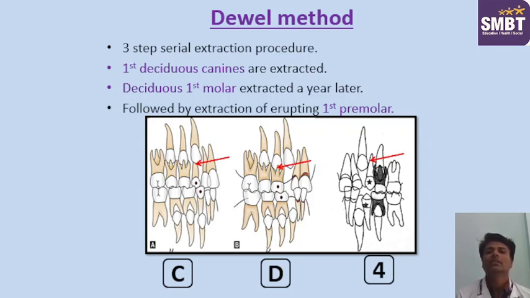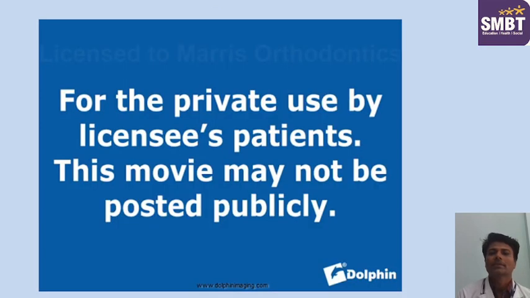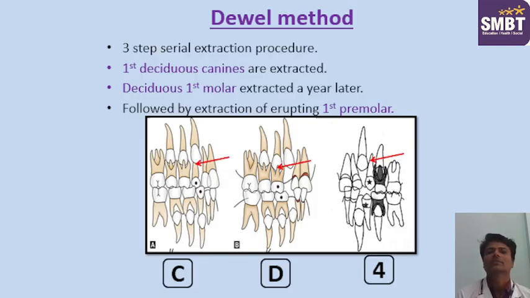Followed by this, we extract the deciduous first molar a year later, followed by the extraction of the erupting first premolar. So we extract the deciduous first molar to allow for the proper eruption of the first premolar, followed by the extraction of the first premolar. Why do we extract the first premolar? To allow the rapid eruption of the permanent canine. So the sequence of extraction in Dewel's method is CD4. C stands for the deciduous canine, D stands for the deciduous first molar, and 4 stands for the first premolar.